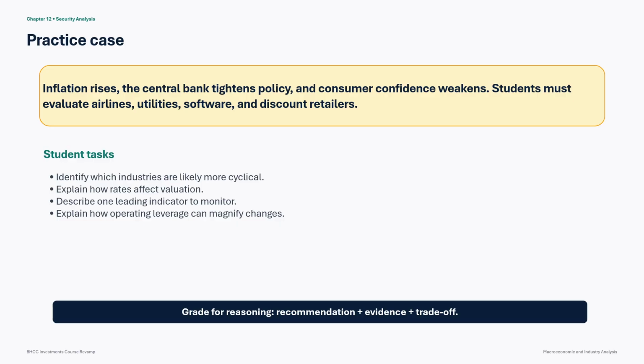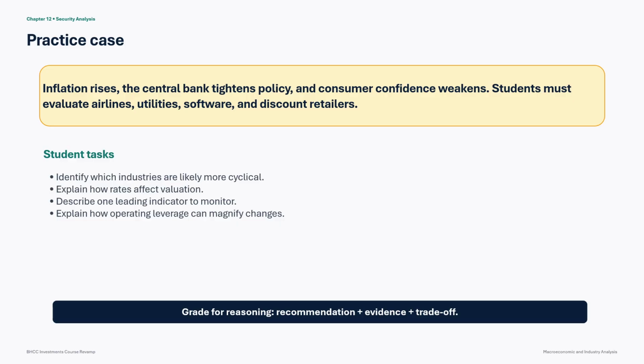Start with airlines. Airlines are generally highly cyclical. Travel demand depends on employment, income, business activity, and confidence. The industry also carries substantial operating leverage because aircraft, labor, and airport costs are difficult to reduce instantly. Rising inflation can increase fuel and wage expense. Higher rates can raise financing cost, especially for leveraged carriers. If confidence weakens, discretionary travel may slow. The combination of weaker demand and fixed cost can compress profit rapidly.